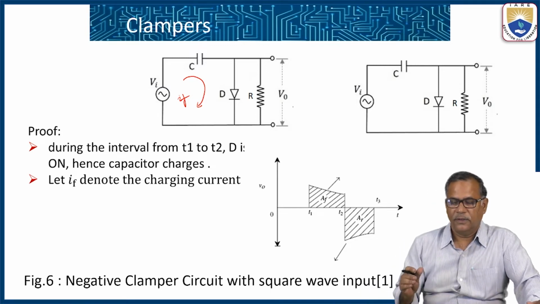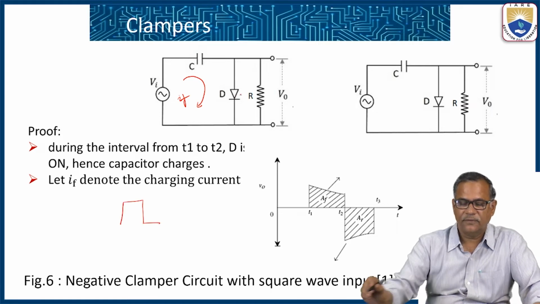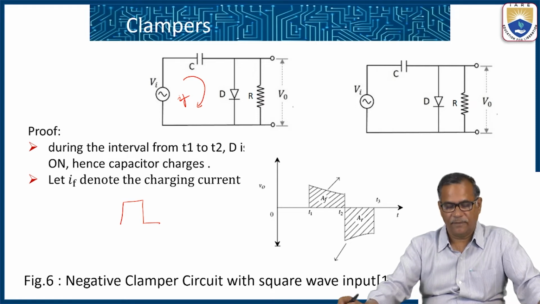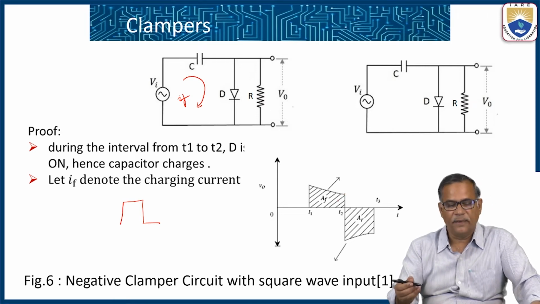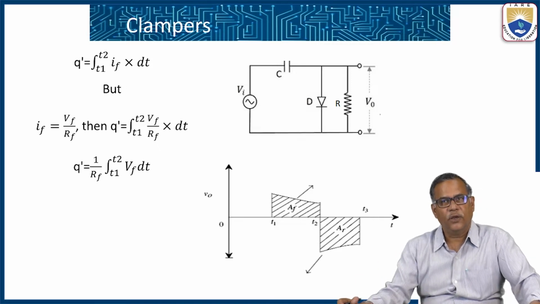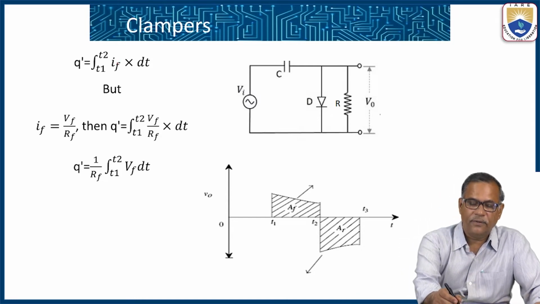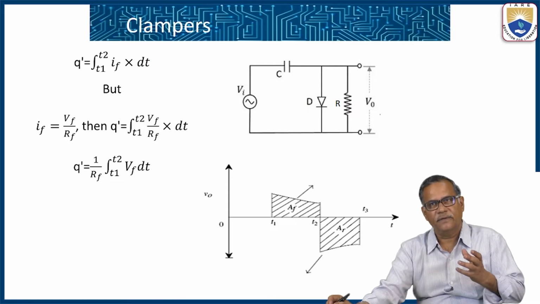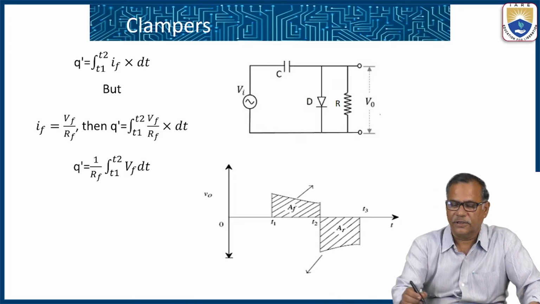So initially when you give a signal like this, the diode D is in forward bias and there is a current, and let that current be IF. Because of this current IF, the capacitor gets charged. So what is the charge accumulated on the capacitor? It is equal to the integral from T1 to T2 of IF dt. IF is the current when the diode is in the on condition.